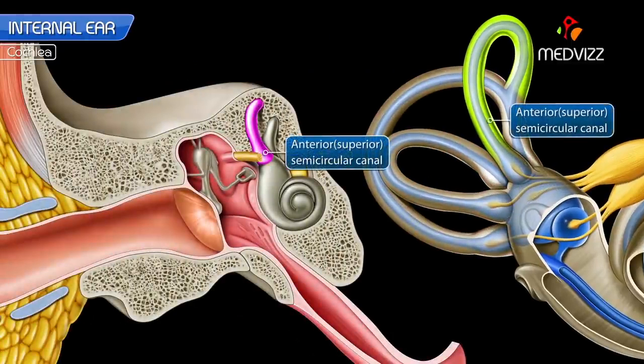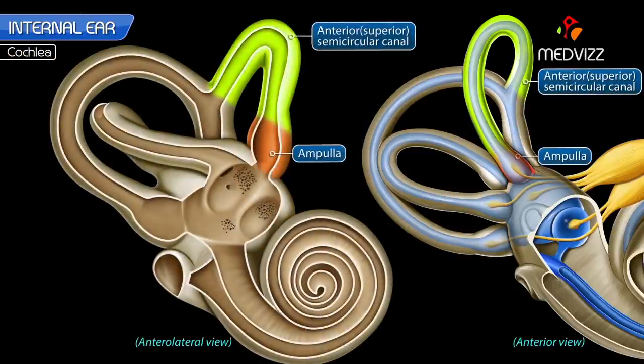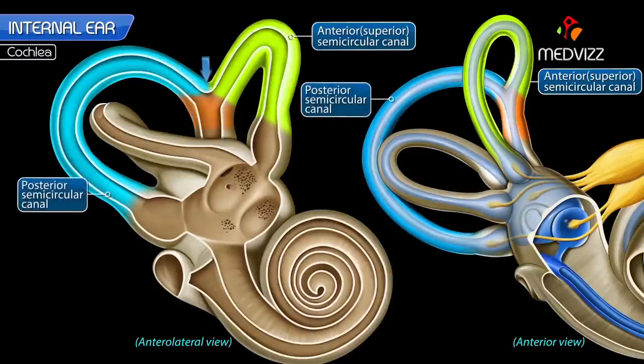The anterior semicircular canal lies in a vertical plane at a right angle to the long axis of the petrous temporal. Its anterior ampullated end communicates with the vestibule anterolaterally. Its posterior non-ampullated end unites with the upper non-ampullated end of the posterior semicircular canal to form the crus communis, which opens into the vestibule.